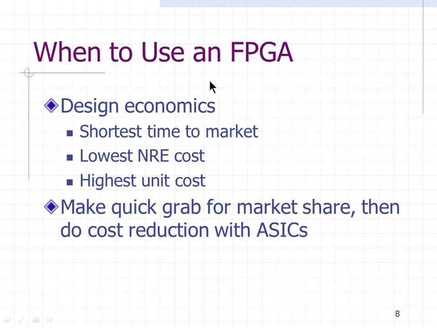So when to use an FPGA, right? This question comes: when do I use an FPGA, and when should I use an ASIC design, application specific IC design? Obviously economics is very important. Money comes into the picture, so it's one of the most important things. Using FPGA, we have the shortest time to market. The overall design cycle for FPGA is much shorter than the design cycle for an ASIC device.